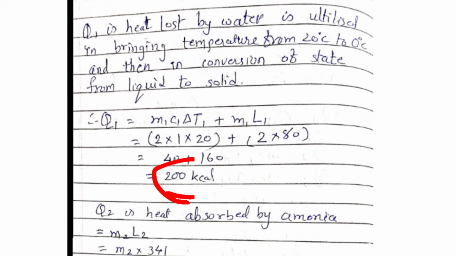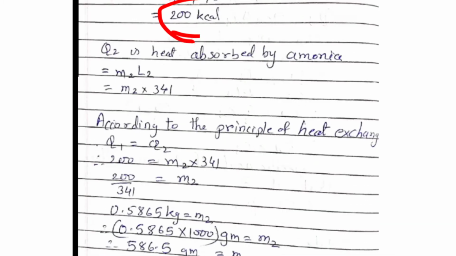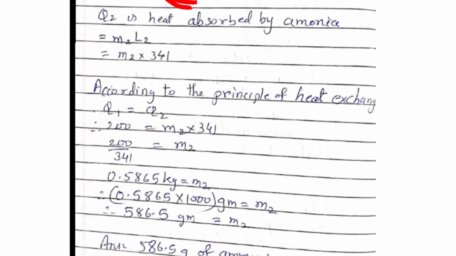So let us calculate that also. The heat absorbed by the ammonia will be M2 into L2. M2 we have to find out. L2 is given as 341. So what is the answer of this? The answer of this will be 341 M2.